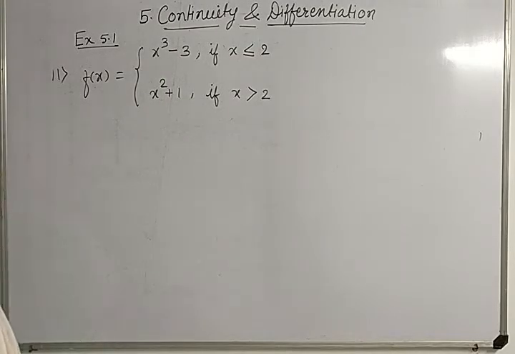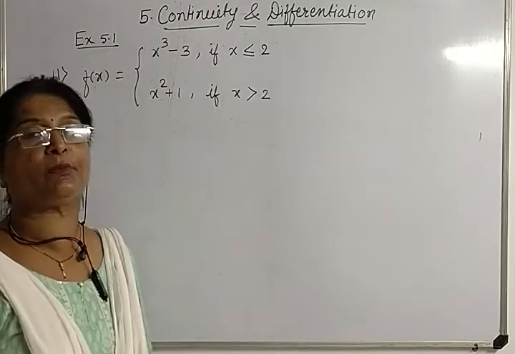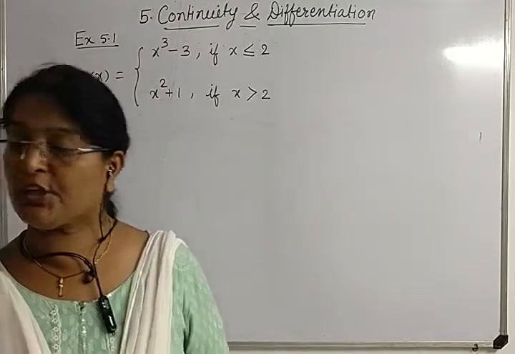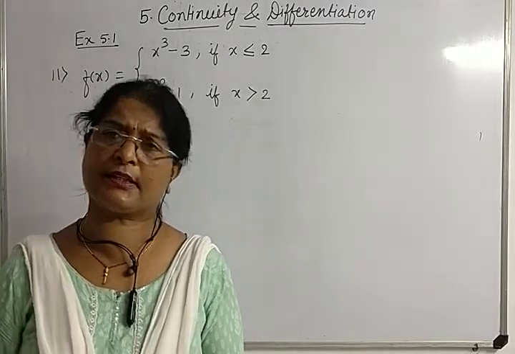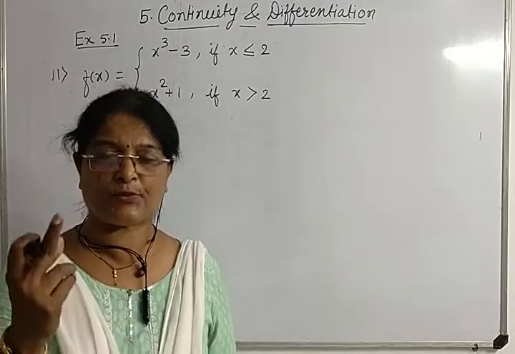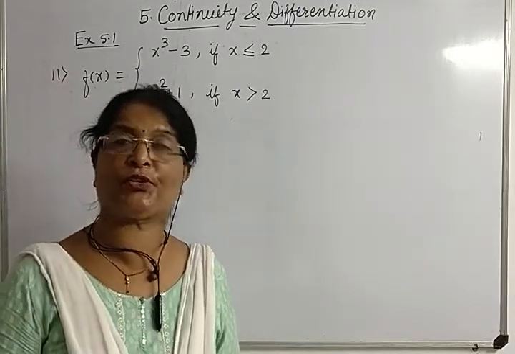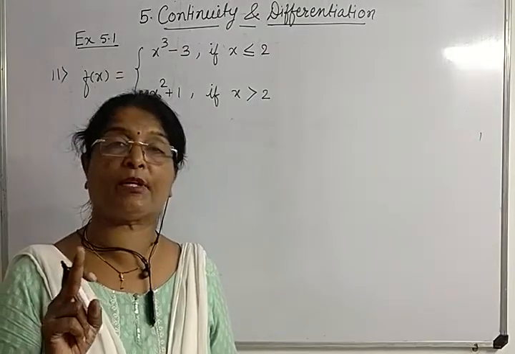Yesterday we have seen exercise 5.1 from question number 1 to 9. So today we have to start with question number 10. But in your book, question number 10, 11, 12 and 13, all questions are same. So out of these questions, I am solving one question. Rest of the questions you have to do by yourself. So I have selected question number 11.